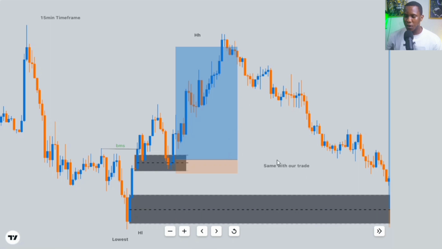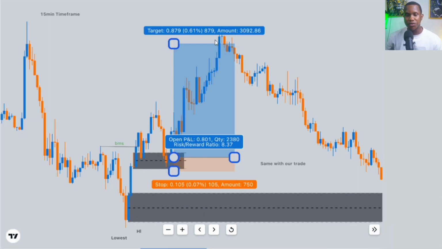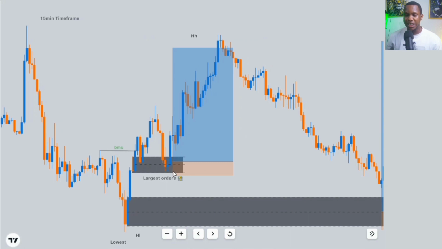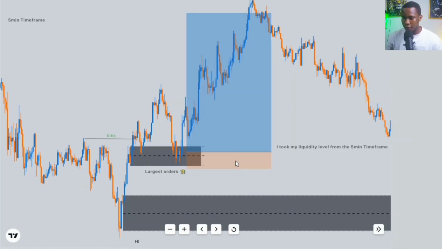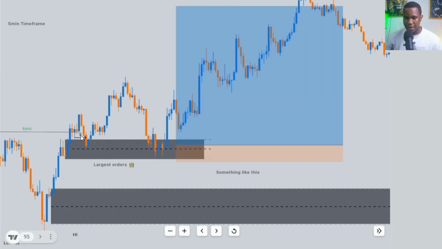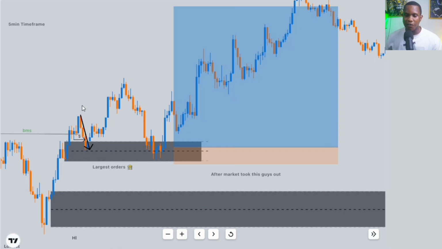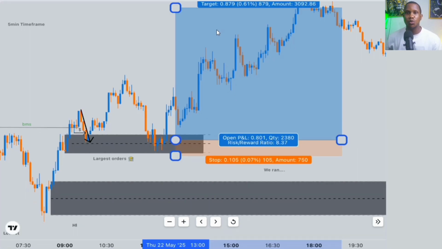Same thing with our trade that we took previously on USDJPY. I gave you a 1:8 risk reward ratio. People with the largest orders are sitting here. And where is our liquidity zone? I took my liquidity level from what? The 55 minutes time frame, and here is my liquidity zone. And can you see how after market took these guys out? Here we ran 1:8 risk reward ratio, guys.